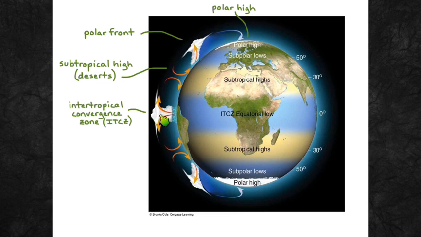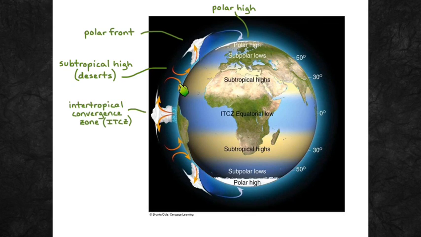So that's very rainy. On the other hand, this downward branch near 30 degrees, downward motion tends to suppress precipitation, so we expect that to be dry. And in fact, this is where most of the world's deserts are found, in either north or south 30 degrees.